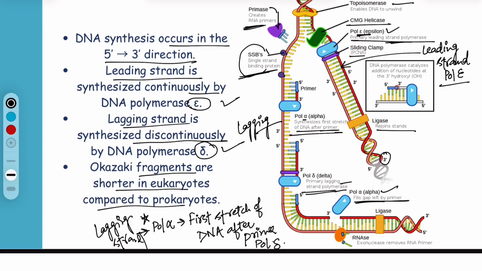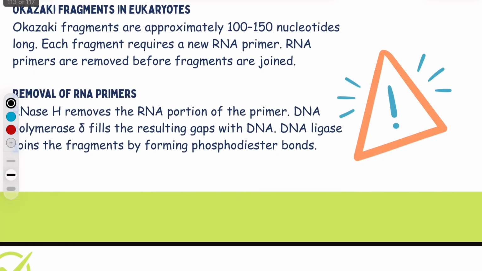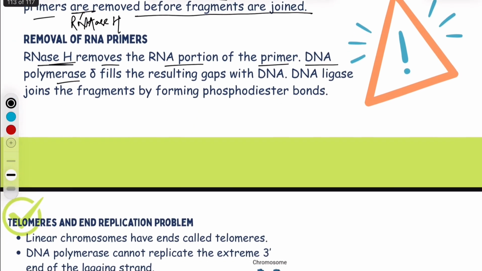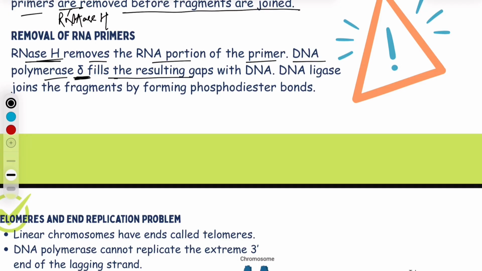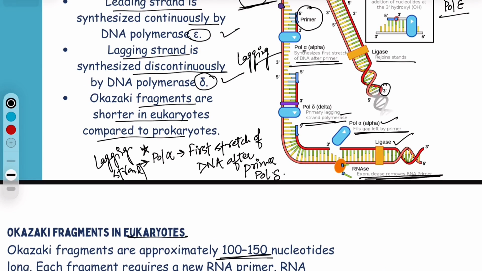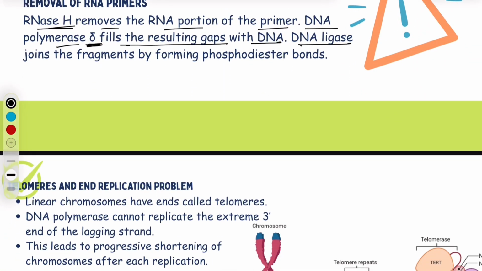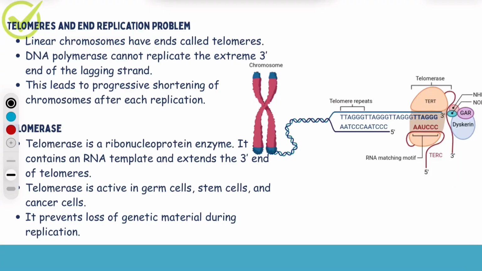delta is responsible for extension on the leading strand. And primer is added here. You can see ligase is responsible to join the next. Now, Okazaki fragments in eukaryotes are 100 to 150 nucleotides long and require an RNA primer. The RNA primers are removed after the fragments are joined by RNase H enzyme. DNA polymerase delta then fills the nick left by the RNA primer removal by forming phosphodiester bonds. So you can see DNA Pol delta extended.